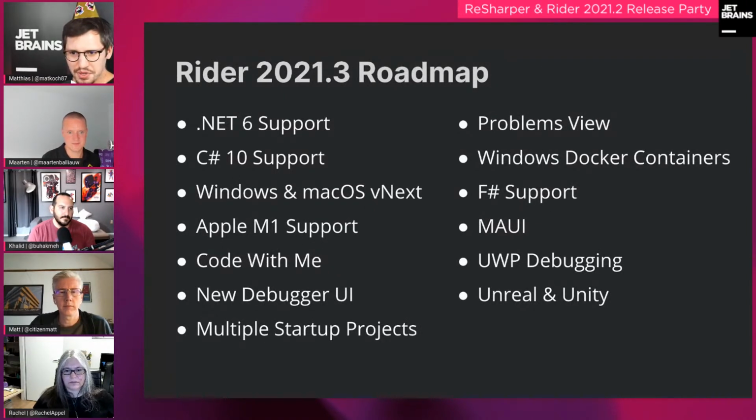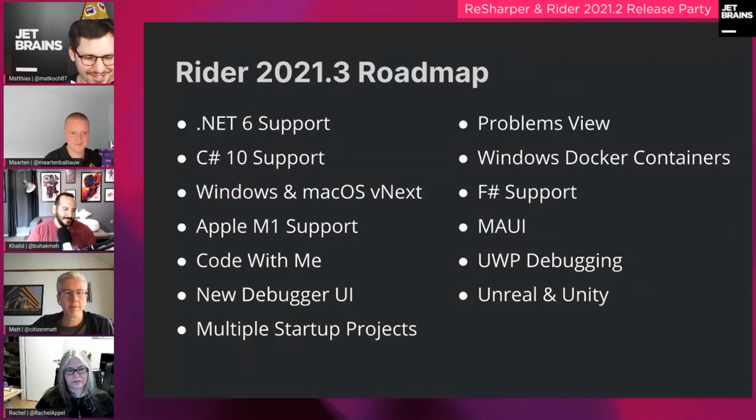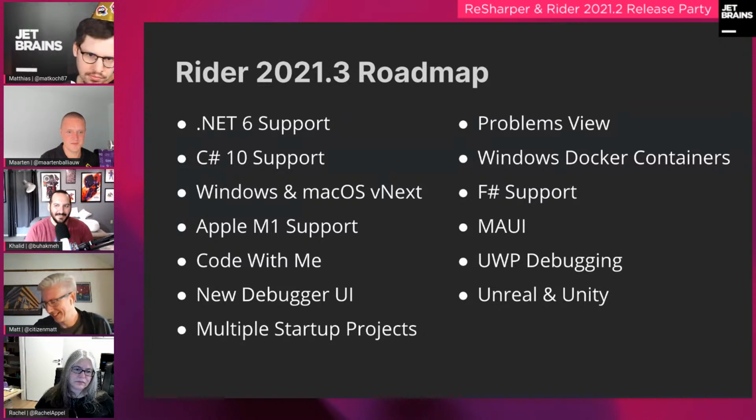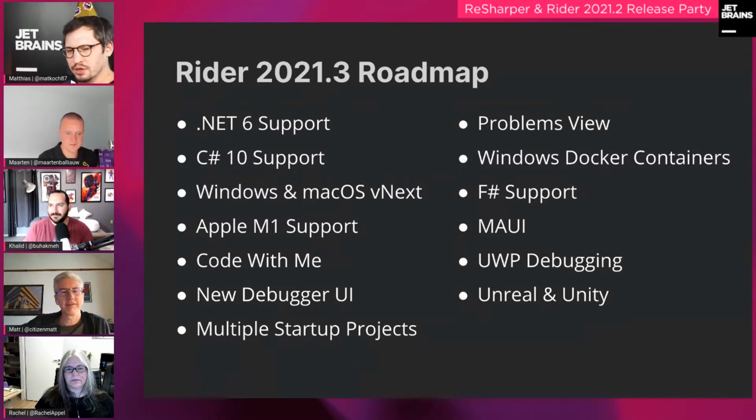For Rider, the list is a bit longer even, at least it looks like. But again, here .NET 6 support and C# 10. Also, you know, Windows 11 and macOS Monterey, I think it's called. Is that right? They're just at the door, basically. And we will make sure that those work smoothly. Same as with Apple M1 support. If you don't know yet, there is a build available for that, but it's not integrated into Toolbox yet. Same as with Rider for Unreal. But there is something, and you can check this out and let us know what you think.